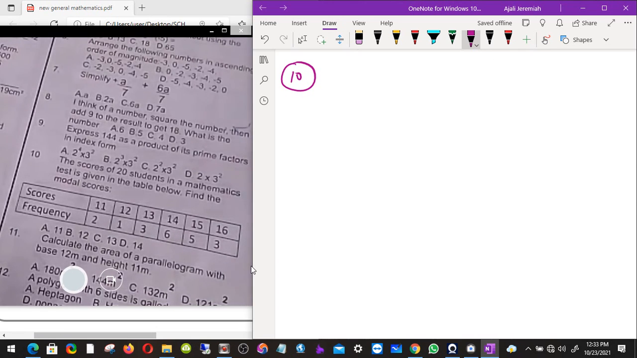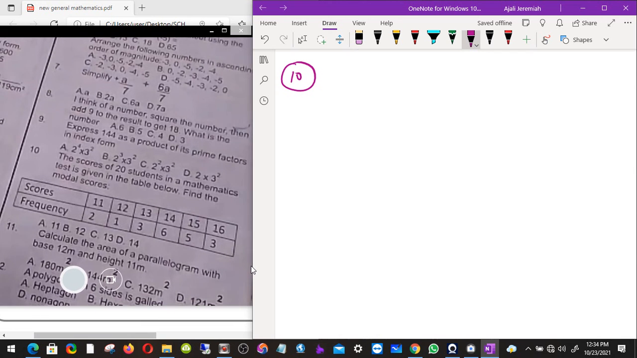So the score with the highest frequency. Let's look at the frequency here. Which one is the highest? 6. So which score has the highest frequency? 40. So the modal score is what? 40.